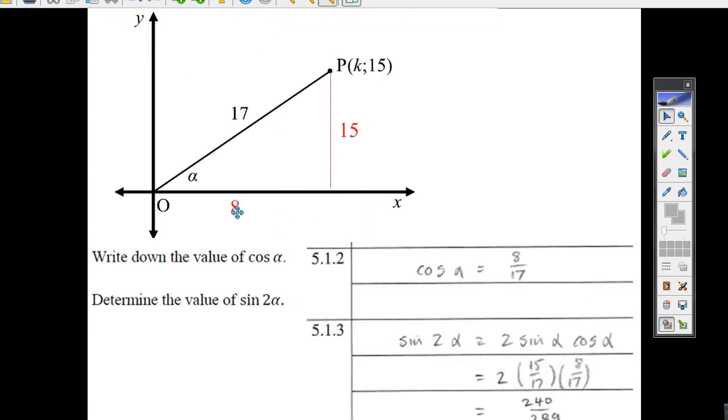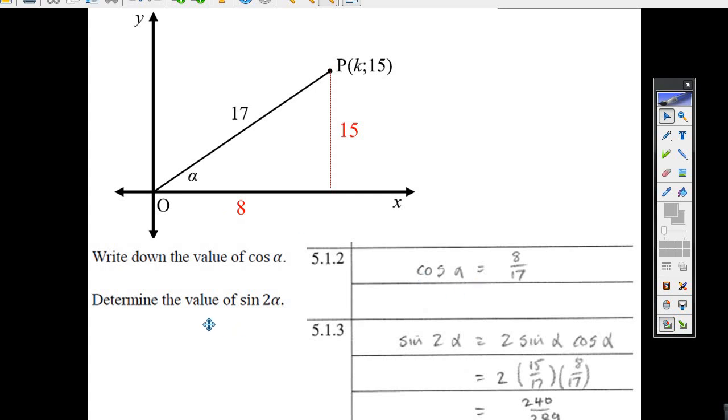Okay, now that we know this is 8, this is 15, and that's 17, we've got this whole thing figured out. Write down the value of cosine theta. This is pretty easy because this is the adjacent side, adjacent to the angle alpha. That's the opposite side, and that's the hypotenuse. So the cosine is adjacent over hypotenuse. That's 8 over 17. If they'd asked for the sine, it'd be opposite over hypotenuse, 15 over 17. And if they asked for the tangent, it'd be opposite over adjacent, 15 over 8.